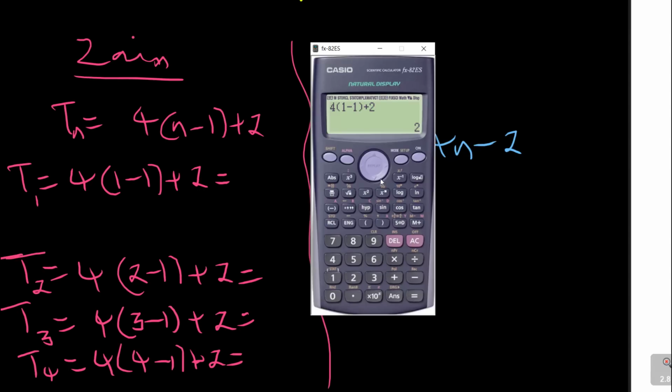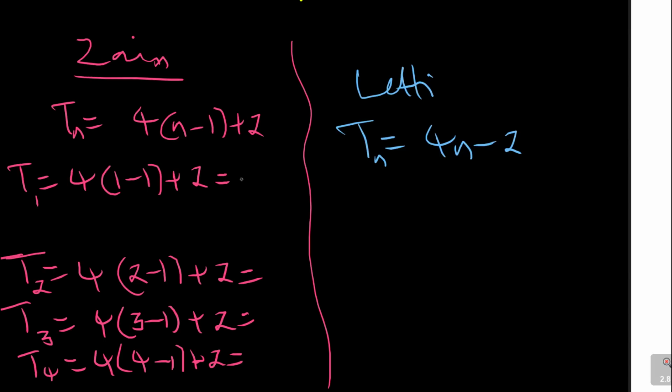Let's keep these answers in mind. The first one is 2. The other one is 6. After that, the third is 10. Now the next one is 14. So we have got 2, 6, 10, 14.